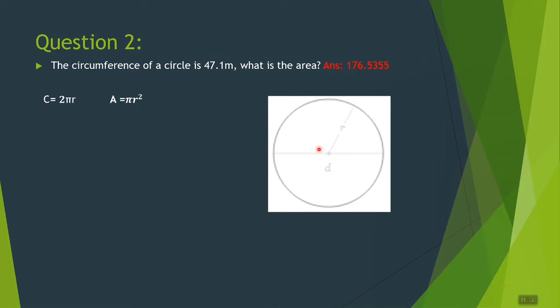So to solve this problem, we will use two formulas, the formula for circumference and the area. We can cross multiply these two formulas and we can get the area, which is A equals circumference squared, which is given 47.1 meter, over 4 pi. We can substitute the given, then we can solve for the area, which is 176.5355 meters squared.